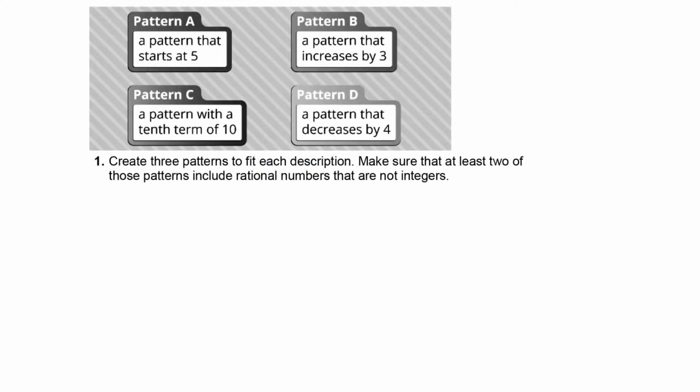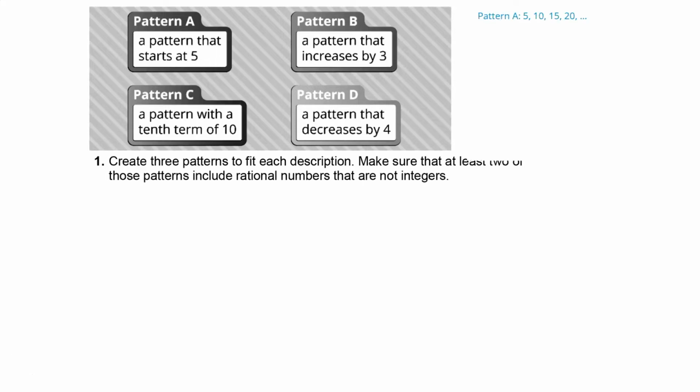We're going to start off by creating 3 patterns that fit each description for pattern A, B, C, and D above. We're told to make sure that at least 2 of those patterns include rational numbers that are not integers. Remember that a rational number is any number that can be created by dividing one integer into another.